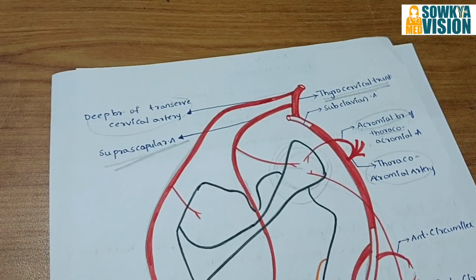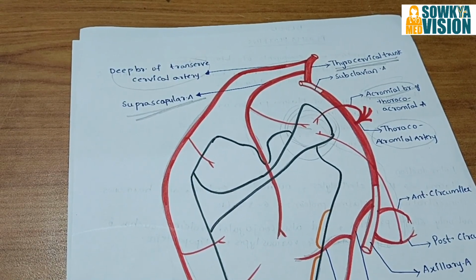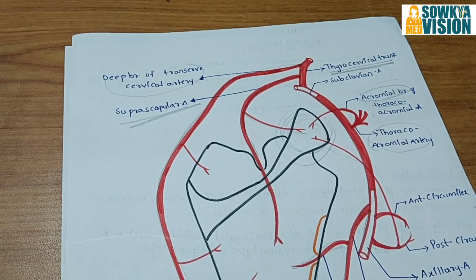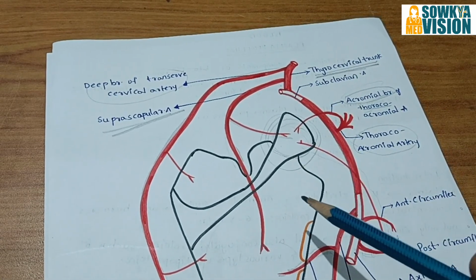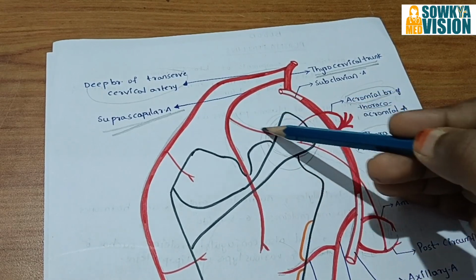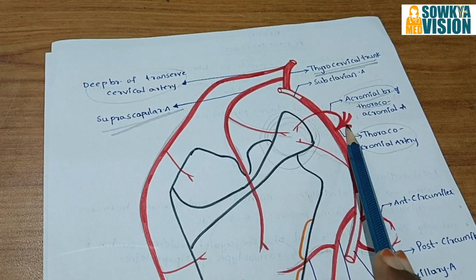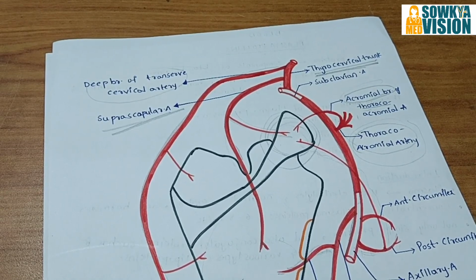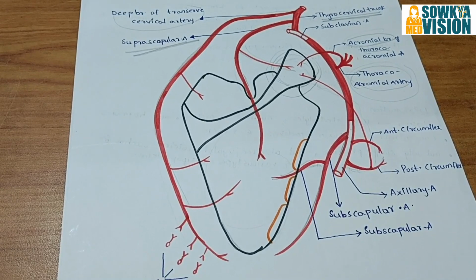So let's see again. The arteries involved in the anastomosis around the body of the scapula are the suprascapular artery and the deep branch of the transverse cervical artery, which are branches of the thyrocervical trunk, and the circumflex scapular artery. Around the acromion process, the branches from the suprascapular artery, the posterior circumflex humeral artery, and the thoracoacromial artery are involved in the anastomosis. That is the complete discussion of the scapular anastomosis.